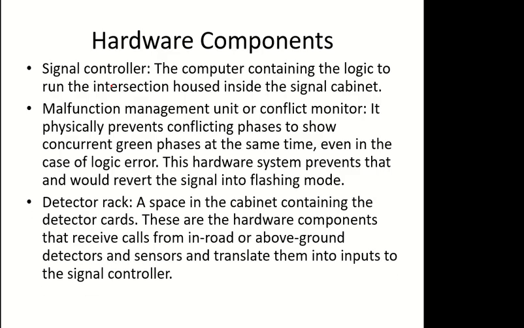Then we have the detector rack. It's a shelf, a rack in which they have cards for every movement, a different card for every signal phase. And it receives the call. The detector rack receives a call from the sensors on the road, and then it tries to calculate the signal timing according to that. So this is basically getting the signal from the sensors or detectors on the road. So the number of racks is according to the number of sensors you have.